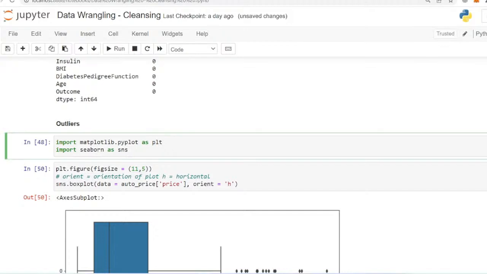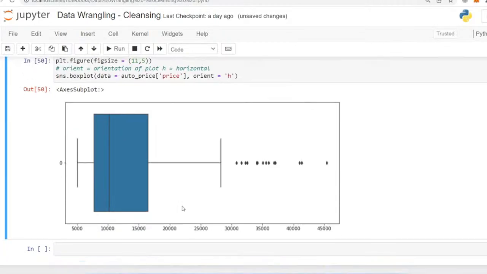So this is my plot. Let's get started. Where is my box plot in this case? The box plot is represented by the black dots.